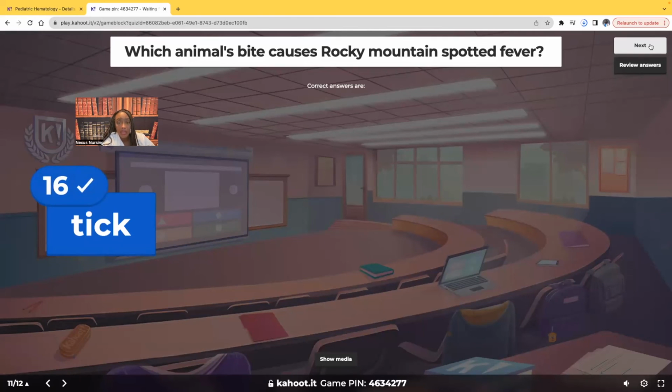Tick, a tick bite. Now, Rocky Mountain spotted fever, this is potentially lethal. This can kill the patient, okay? So yes, it's caused by a tick's bite. They'll have a very characteristic rash, such as the picture that I had up. They may have chills. They may have headache. May have muscle ache, okay?